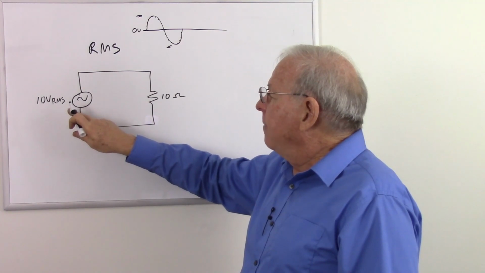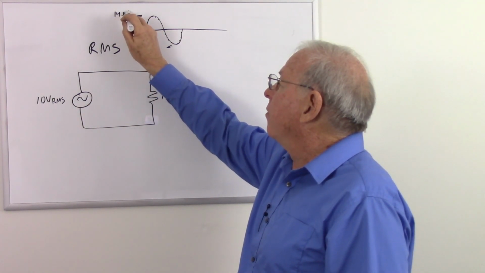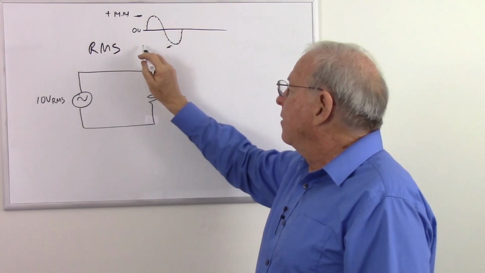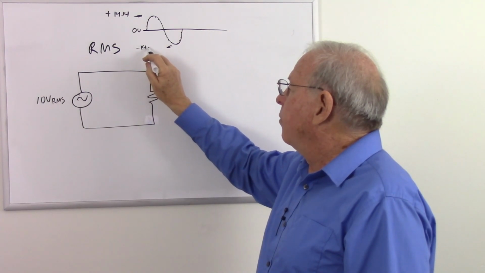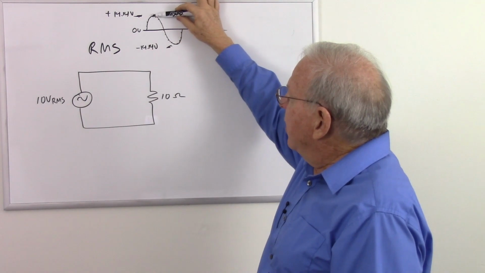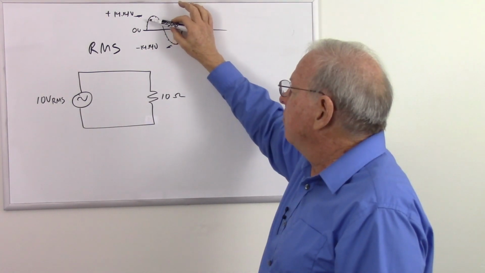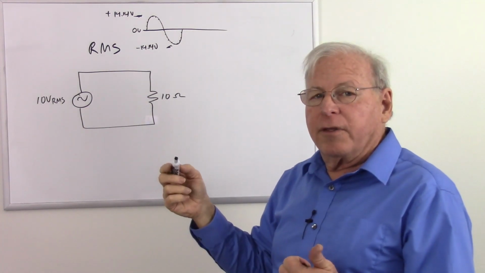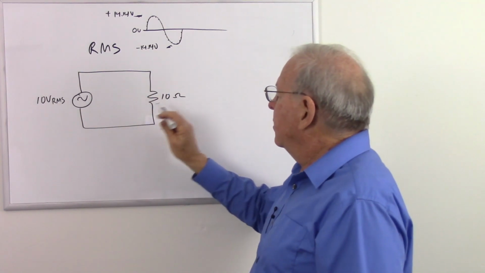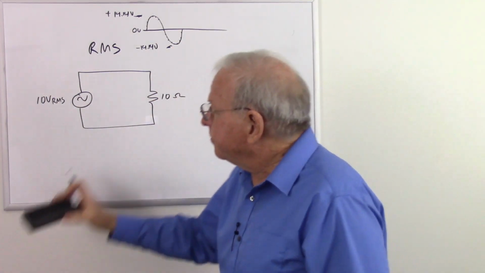I'm going to get a number we call the RMS value, and in the case of 10 volts RMS, I am going to find that my peak voltage is 14.14 volts. So it peaks up at positive 14.14, and the negative side is going to be negative 14.14 volts. If I take the voltages along that, square them, average them, then take the square root, I'm going to get 10 volts. So 10 volts RMS is describing that wave.